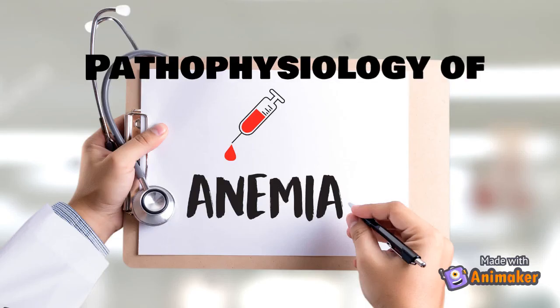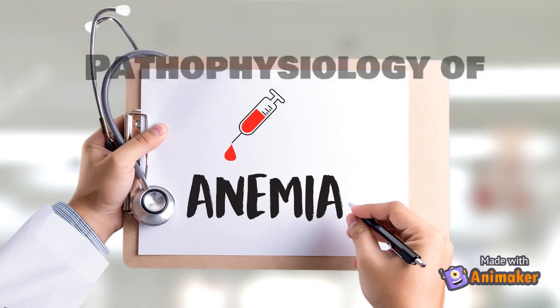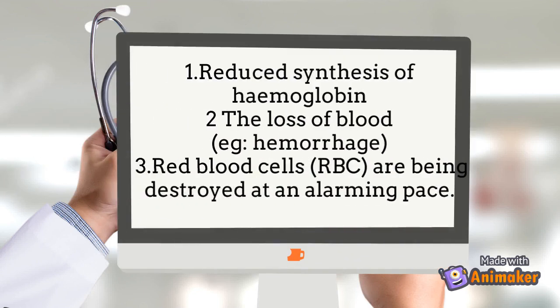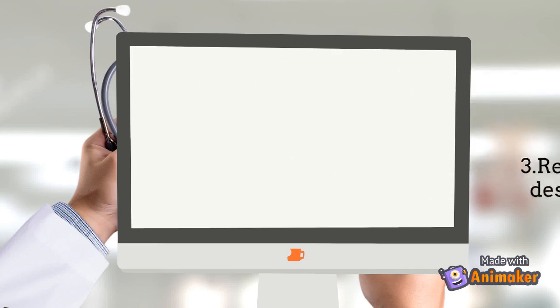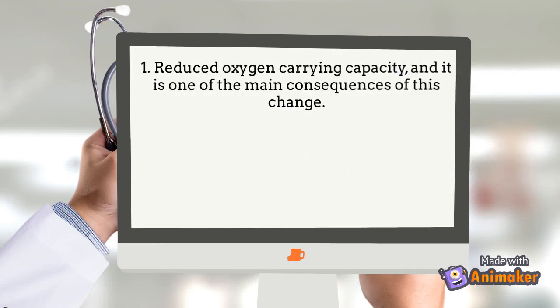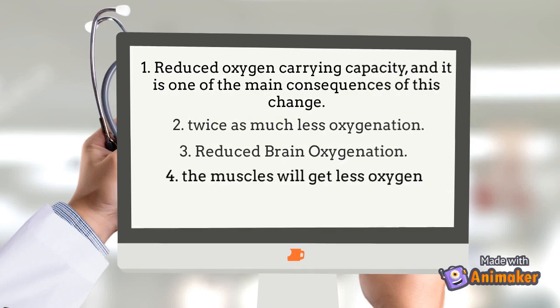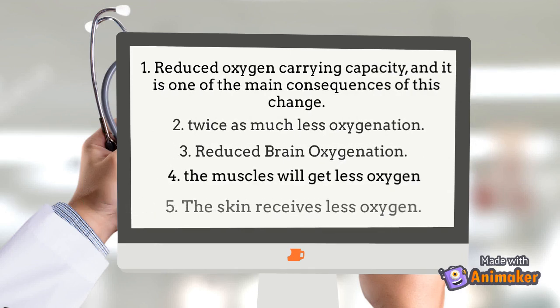Moving on, the pathophysiology of anemia. Anemia, in most cases, begins with common causes, for example: first, reduced synthesis of hemoglobin. Secondly, the loss of blood, e.g., hemorrhage. Third, red blood cells, RBCs, being destroyed at an alarming pace. And it is one of the main consequences of this change. As a result, less oxygen can be delivered to the body as a whole.